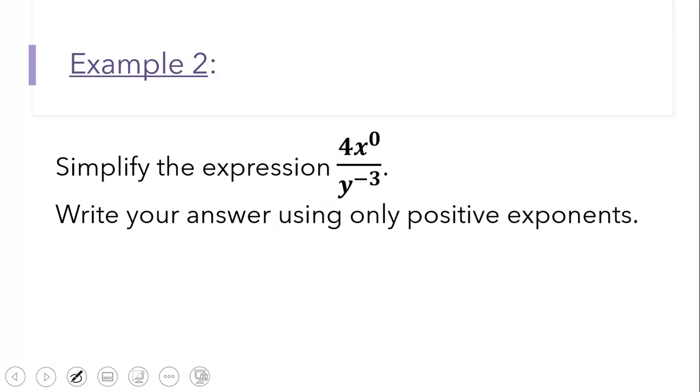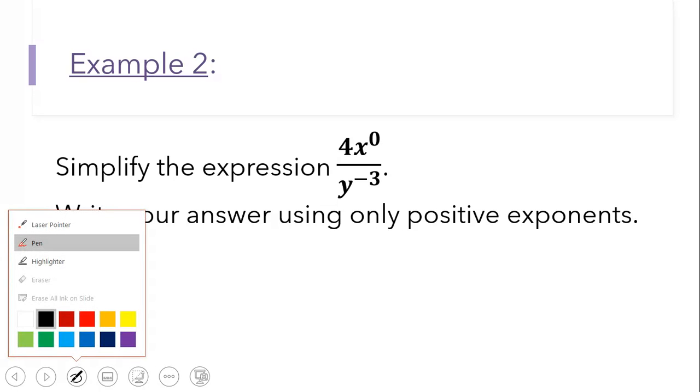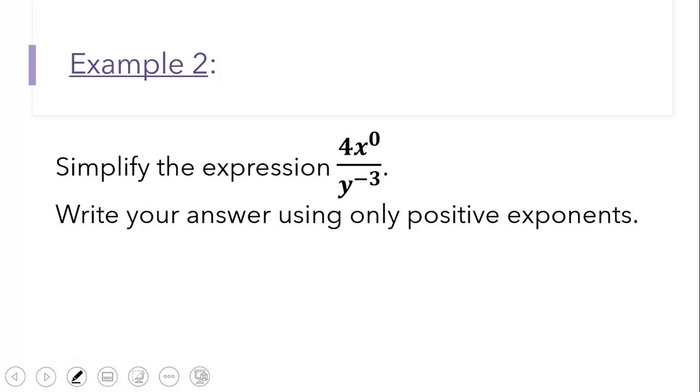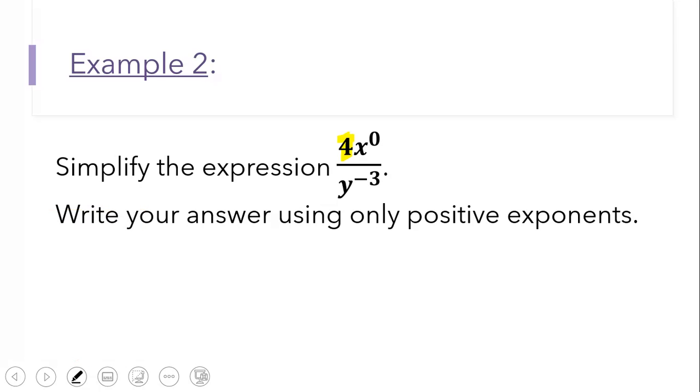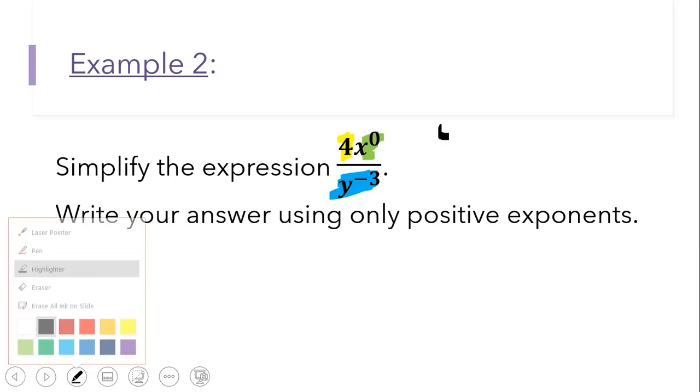Again, here's another example for us to try. Let's look at each part individually. So we've got 4. 4 is separate. Then we have x to the 0. And then we have y to the negative third. The 4, there's nothing to do with. So we're going to keep it as 4.